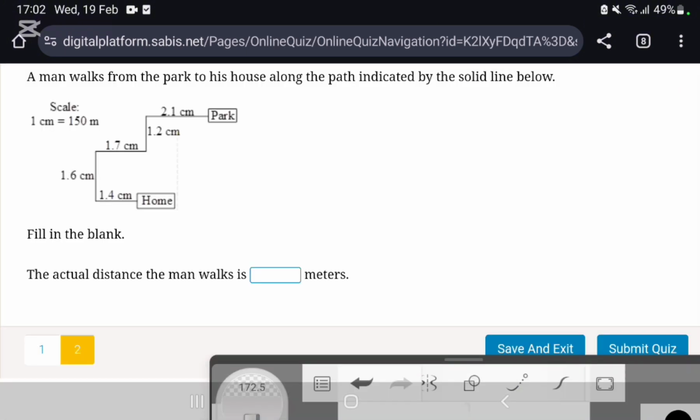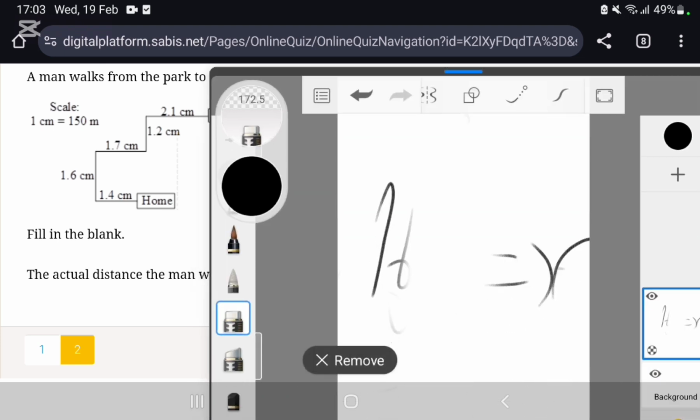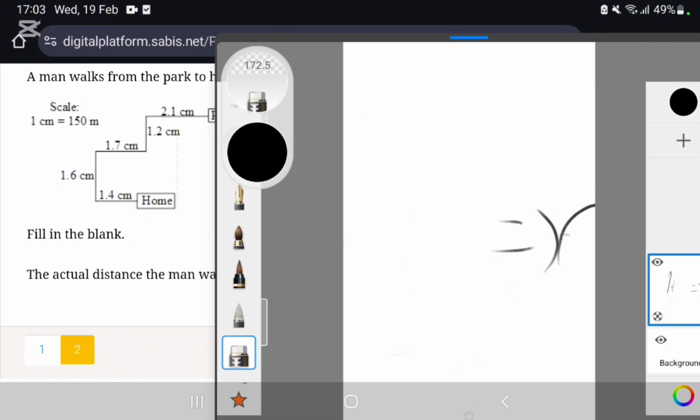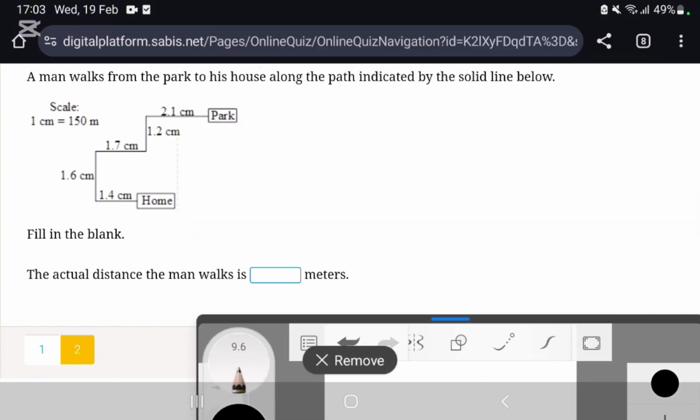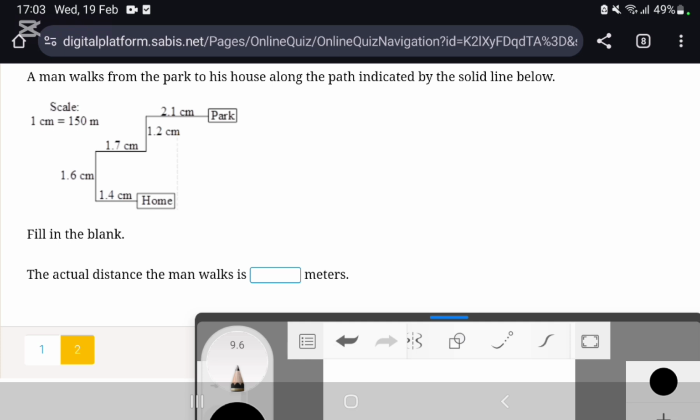Number 2. A man walks from the park to his house along the path indicated by the solid line below. Okay, so first of all, to solve this question, we're going to have to add all of the distances together, and then we're going to multiply it by 150 because they want the actual distance.